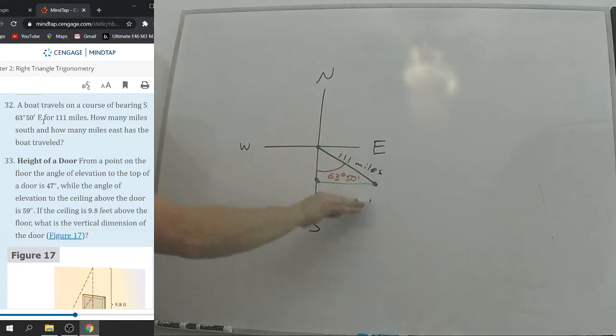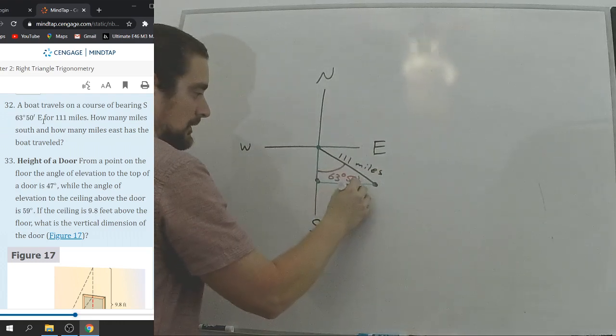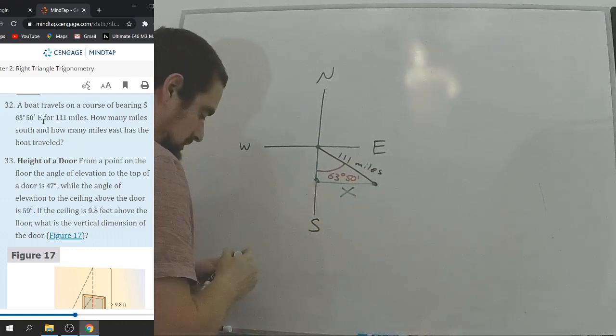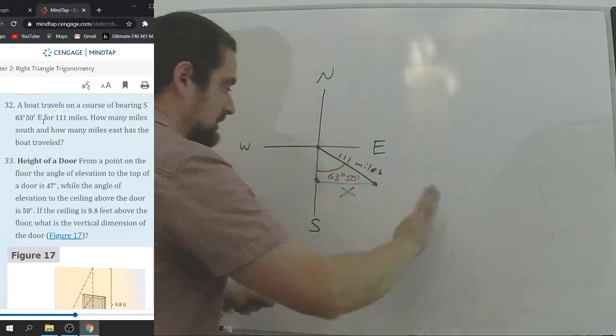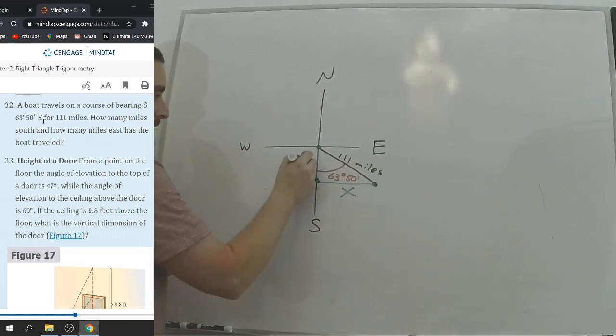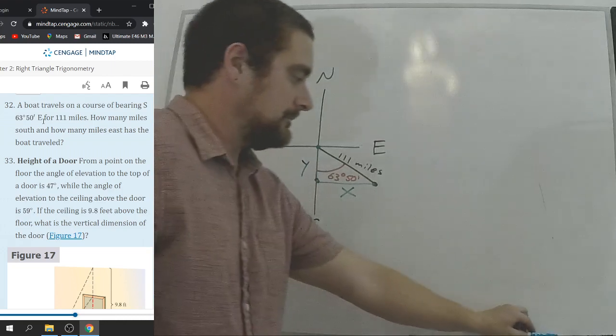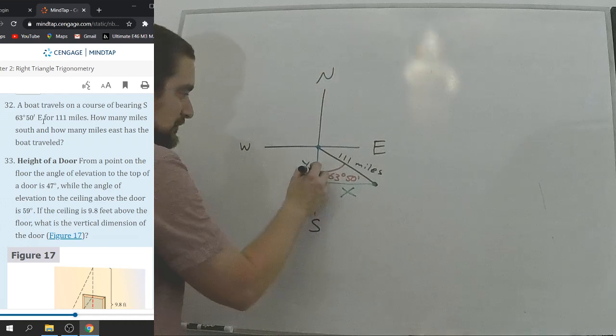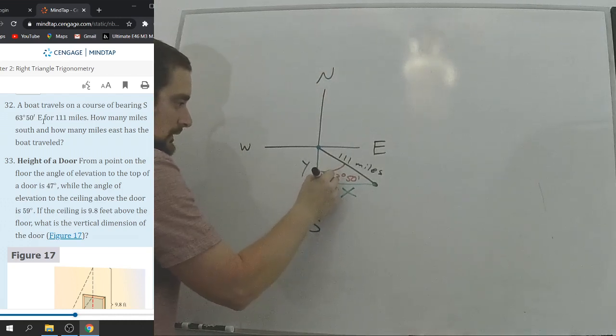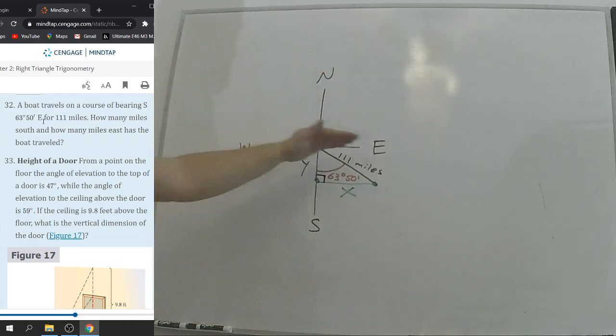How far south is it? Just south. How far east did it travel? Just east, not counting the south part. So I'm going to label X for the distance it traveled strictly to the east, just that one component, and I'll use Y to talk about the distance it traveled south, just that one component. This does generate a nice right triangle, since north and south and east and west are perpendicular to each other.